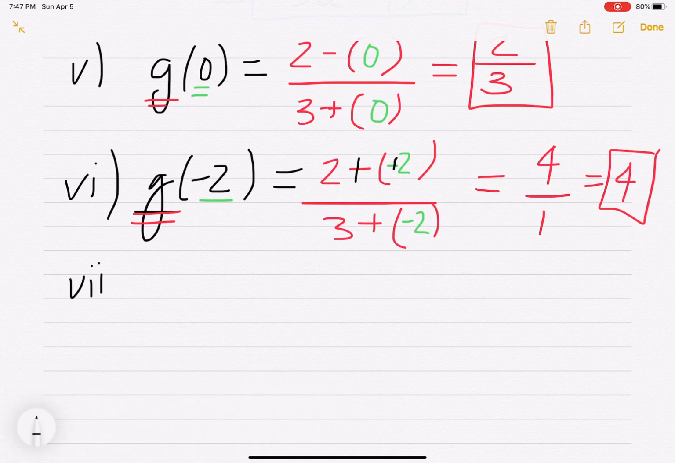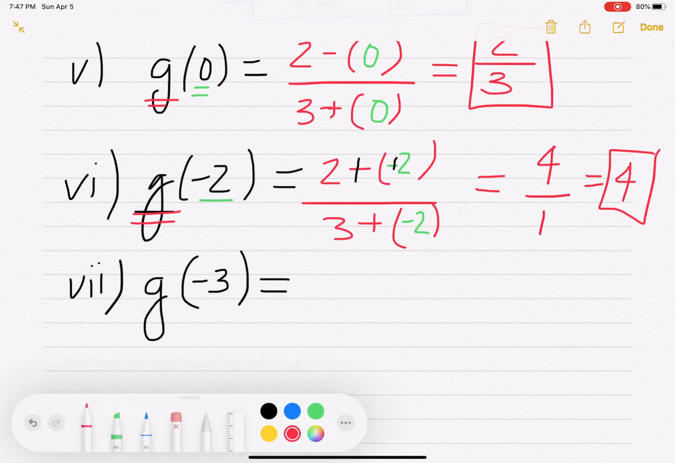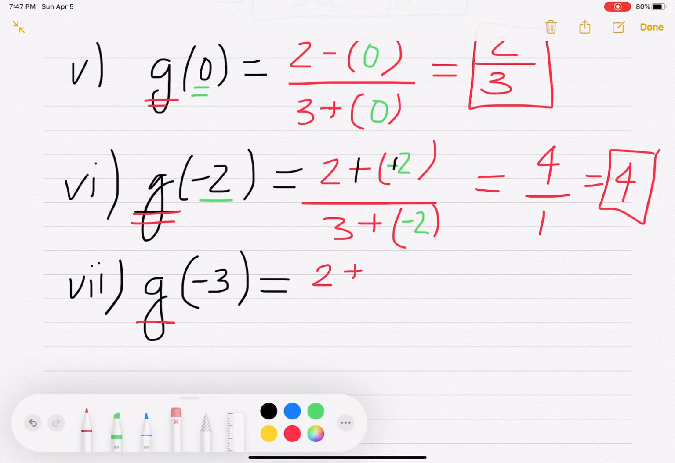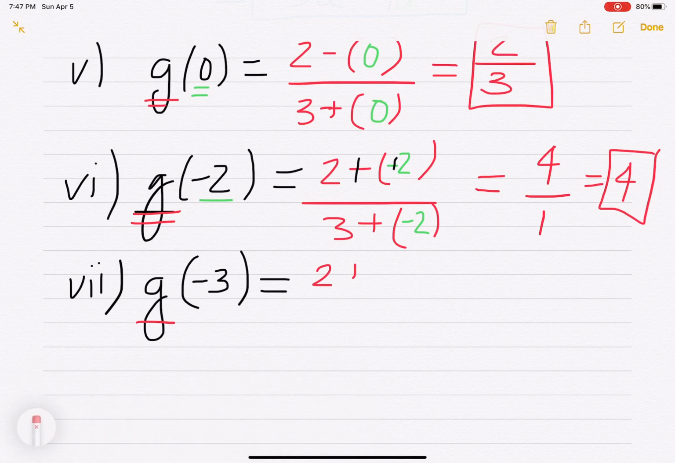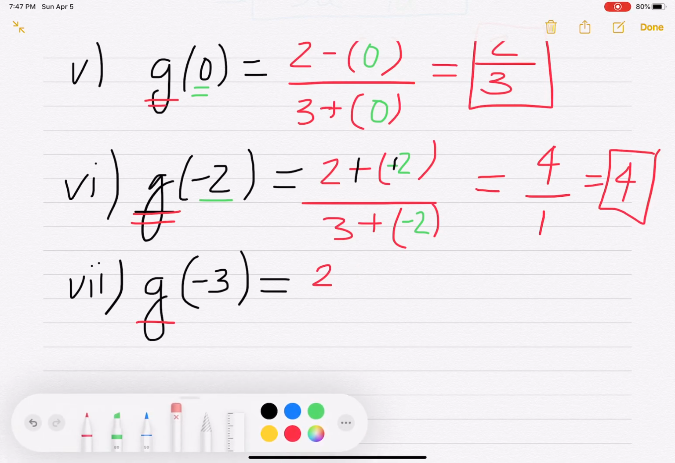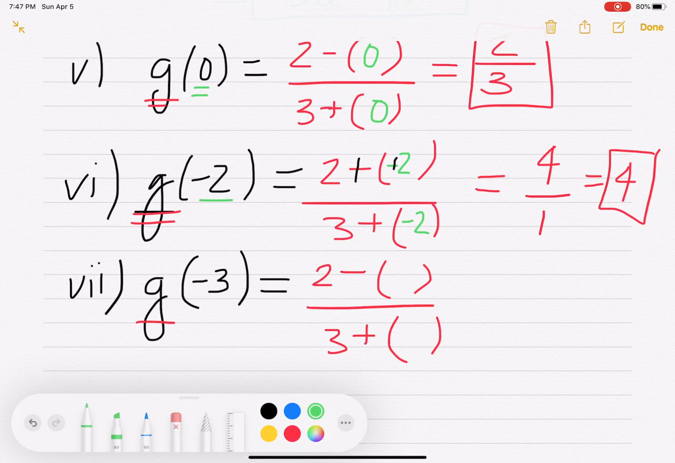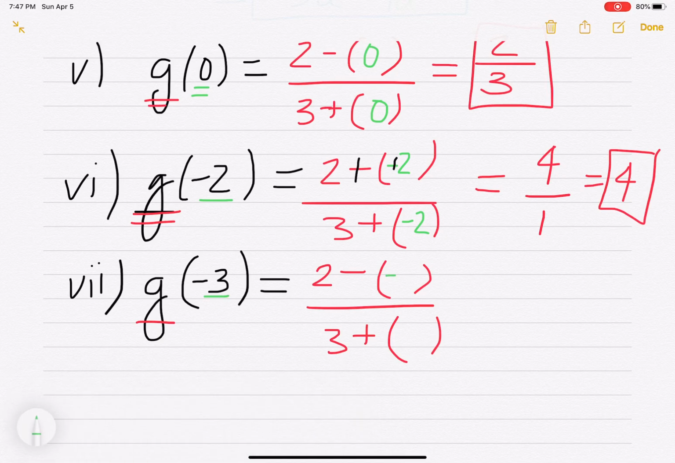And we'll do one final problem. g of, let's say, negative 3. Let's evaluate that. So we're dealing with the g function, the red function. So we're going to have 2 minus a blank over 3 plus a blank, right? So normally you have an x in the blank, but this time our x is negative 3. So we're going to put negative 3 in those places where the x would be.